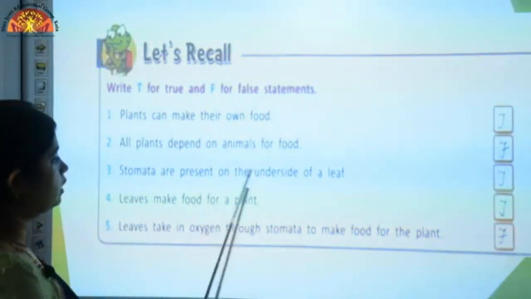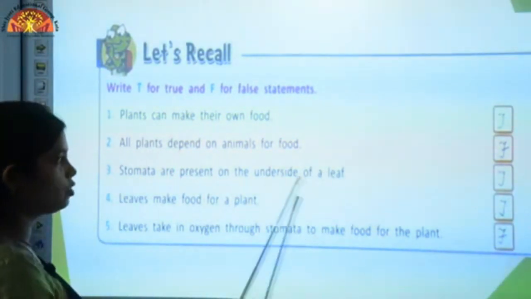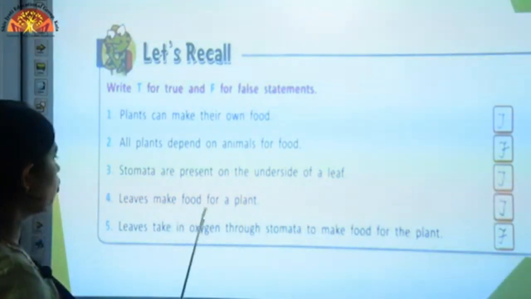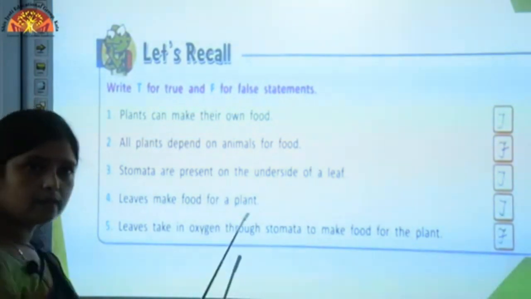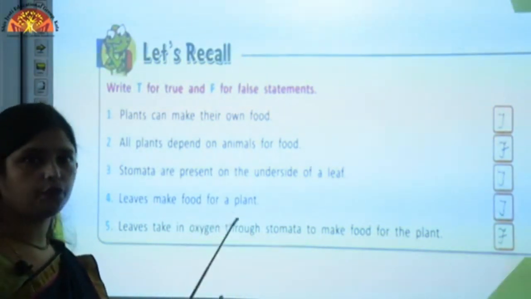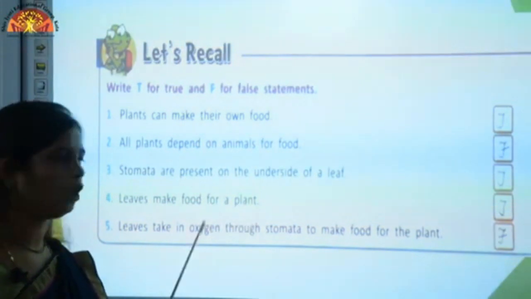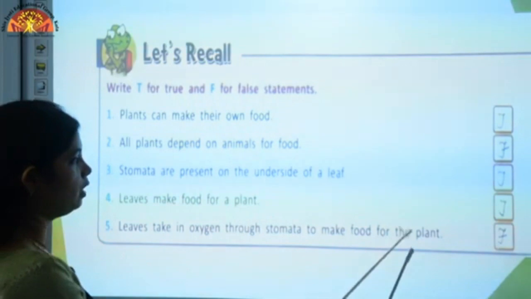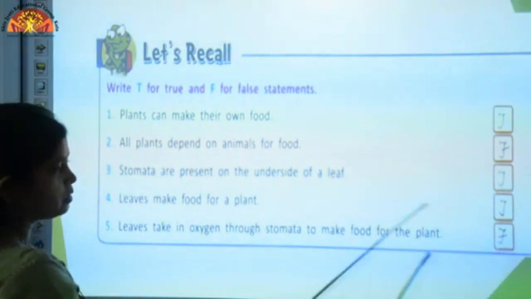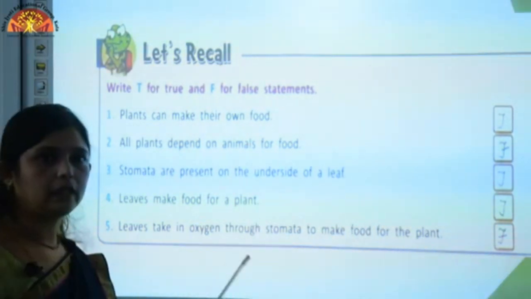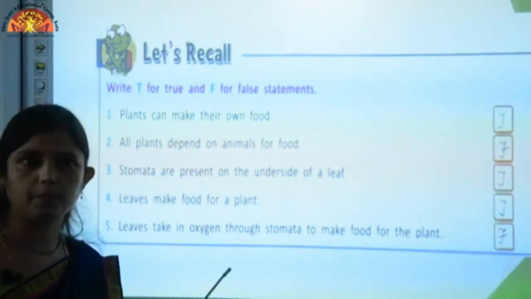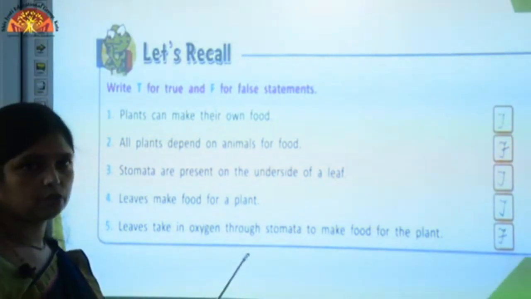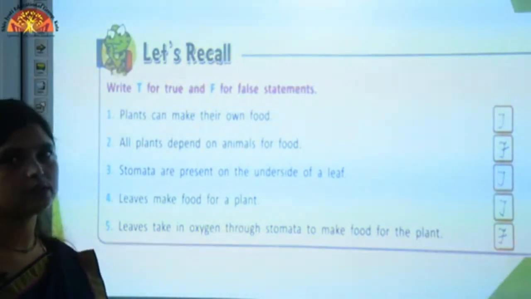Stomata are present on the underside of a leaf. Now this is also a correct statement, so we have written T over here. Leaves make food for a plant. Again this is a correct statement because leaves contain chlorophyll which helps in preparing food for plants. Leaves take in oxygen through stomata to make food for the plant. So here this statement is false because raw material for photosynthesis is carbon dioxide. So leaves take in carbon dioxide and not the oxygen. Okay, they give out oxygen during this process.